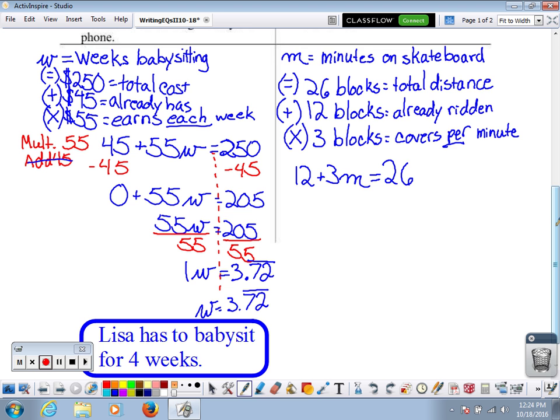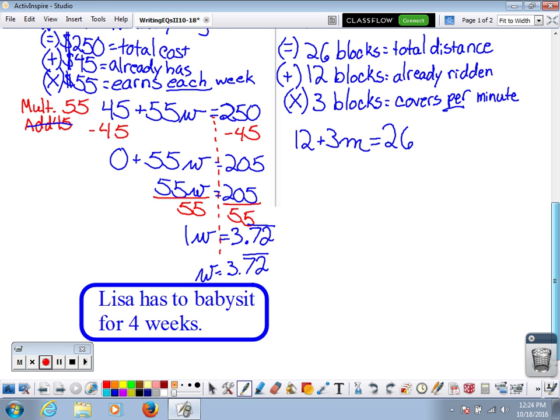All right. Let's talk about Bart. We've got our equation: 12 plus 3m equals 26. Okay? What's going to happen first here? What's going to happen first? Before anything else, what's the first thing we do? What do we always do first?